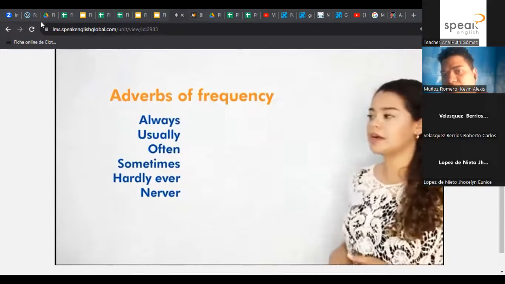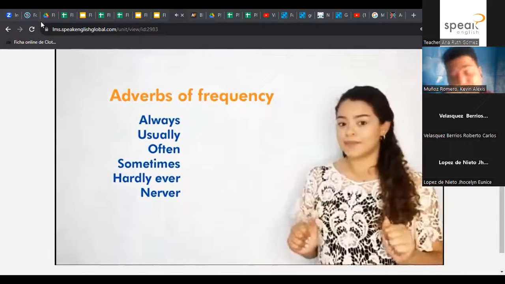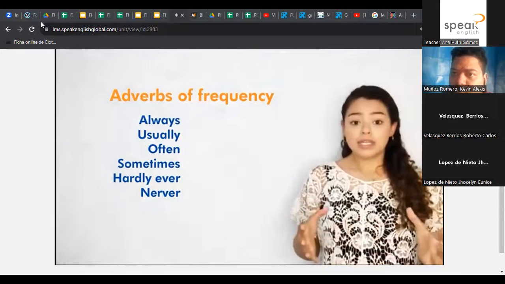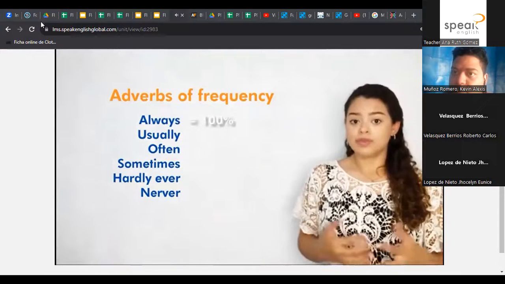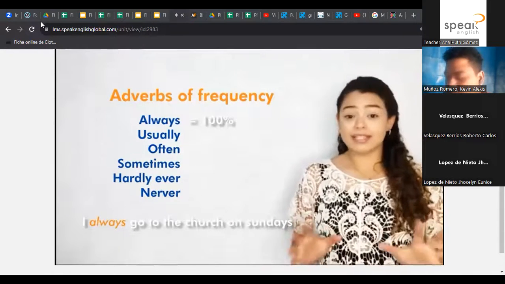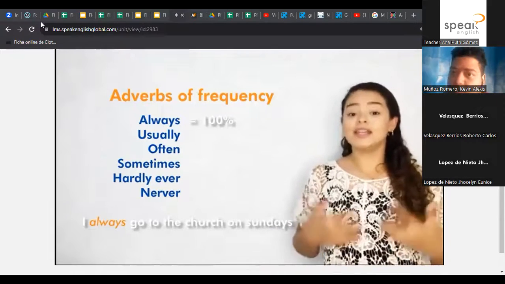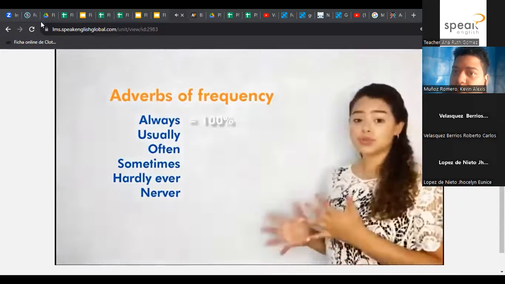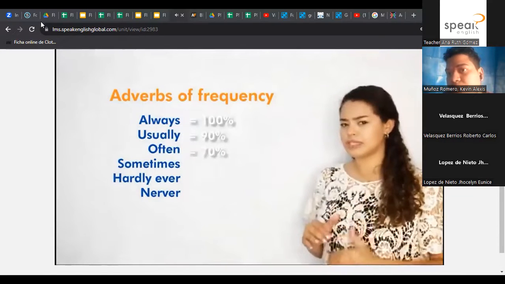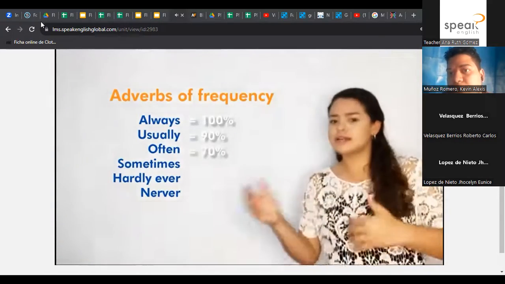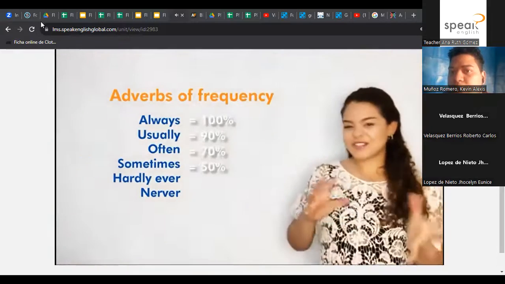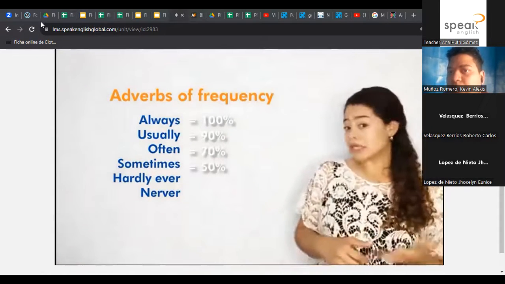Now you are going to see over here some percentages. So you use always to talk about something that the frequency is 100%. So for example, I always go to church on Sundays. You don't miss a Sunday. So every single Sunday you go to church. Then usually could be a 90%. Often it's more of a 70%. So it's more like you do it more than you don't, okay? Then we have sometimes. So this is like a 50-50, right? Sometimes you do it, sometimes you don't.